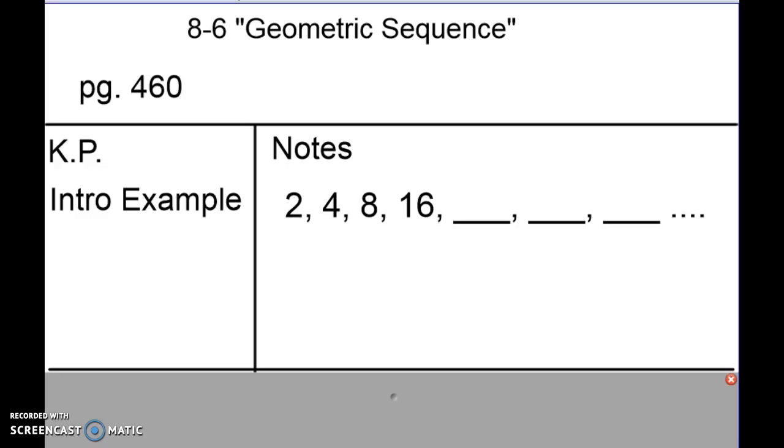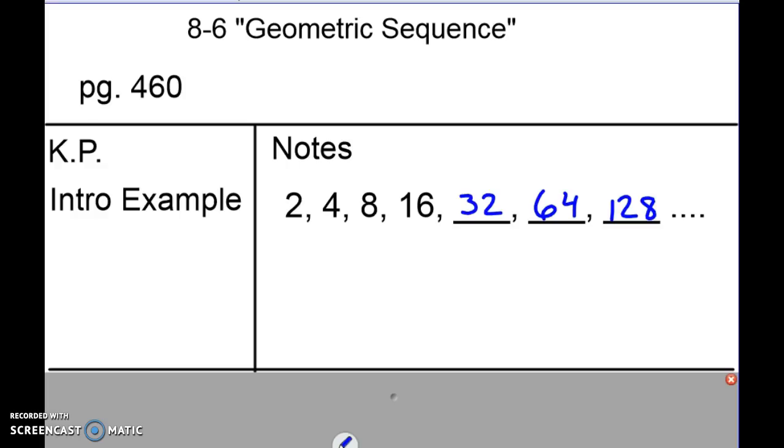So we have 2, 4, 8, 16, and hopefully you pick up on the pattern here. So 2, 4, 8, 16. The next one would be 32. Next one would be 64. Last one would be 128. Okay. Now the question is, how do you know those next three?